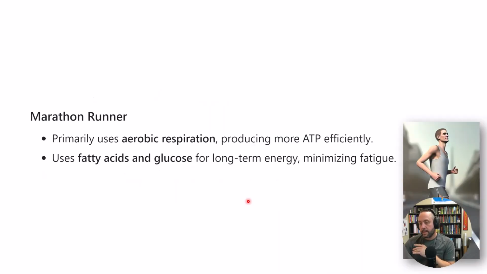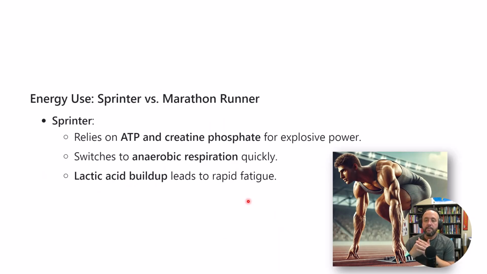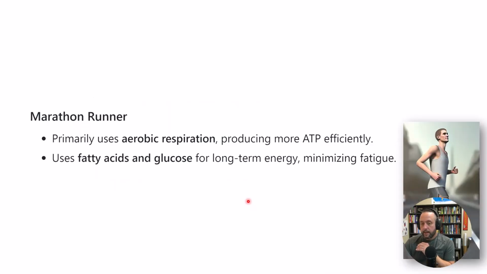Let's see here. I think I got a marathon runner. So the sprinter, he's in anaerobic conditions, but he didn't need much, right? He's only going to be running for just a short period of time. The marathon runner, though, he's in it for the long game. He's going to be mostly doing aerobic respiration, an O2 rich environment, efficient ATP production. Mitochondria are getting to work in your cells.